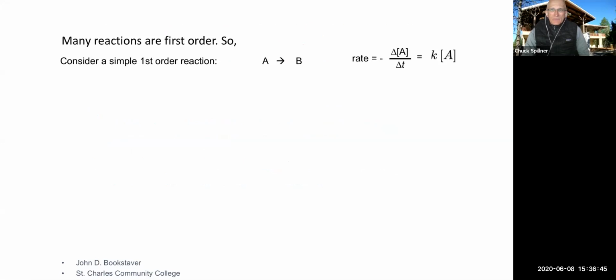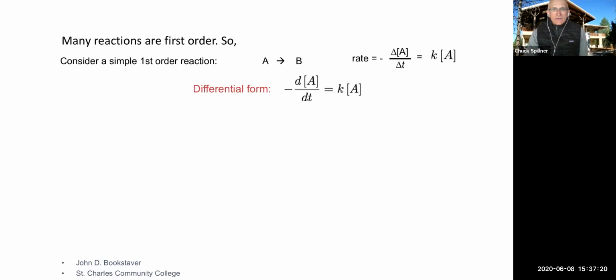So if you remember previously, for a simple reaction, say A going to B, the rate is expressed as the change in the concentration of A over the change in time. And for first order, that's equal to the rate constant times the concentration of A. This is the expression that we learned previously for the first order rate law.